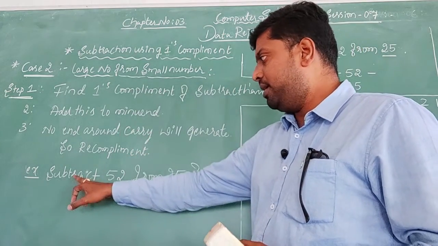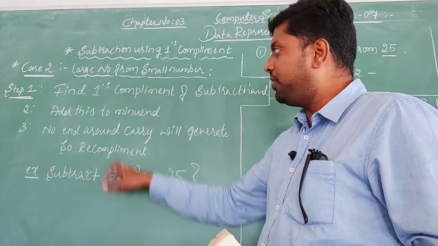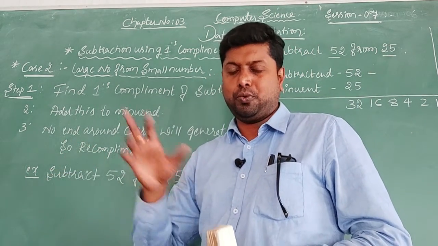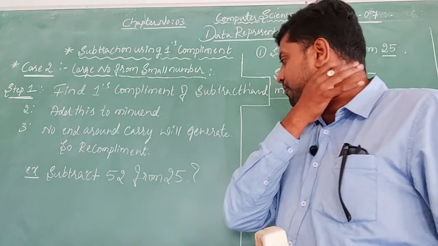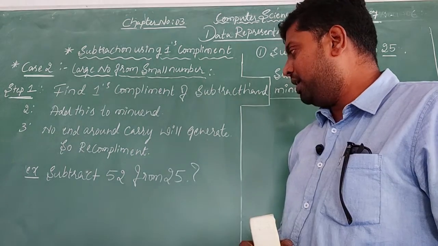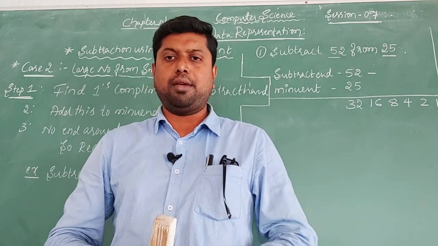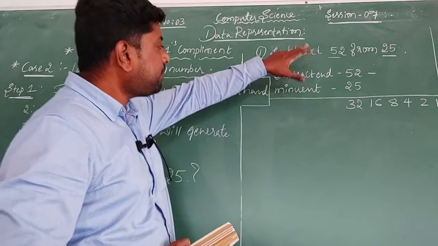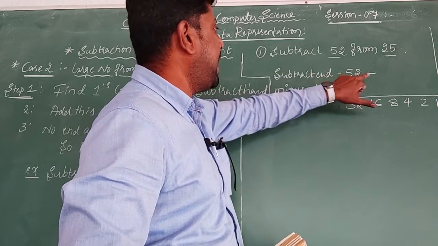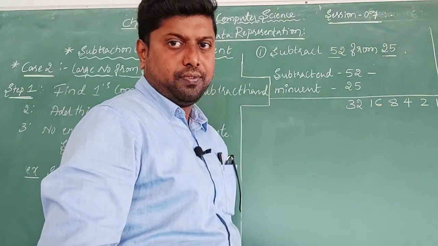Consider one example: subtract 52 from 25. Here a large number, 52, is subtracted from the small number 25. If we subtract 52 from 25, what will be the answer? That is the process. First we consider 52 as the subtrahend and 25 as the minuend, and take the binary numbers for these two.